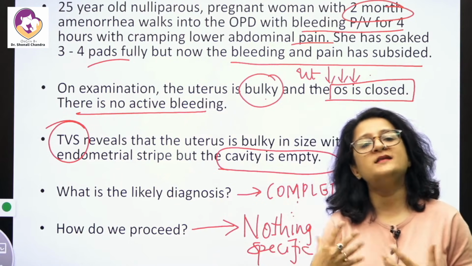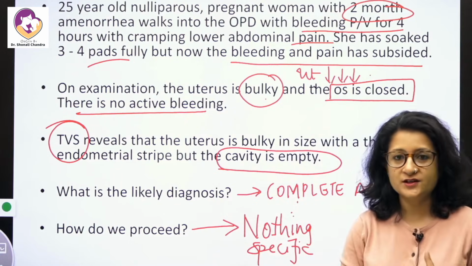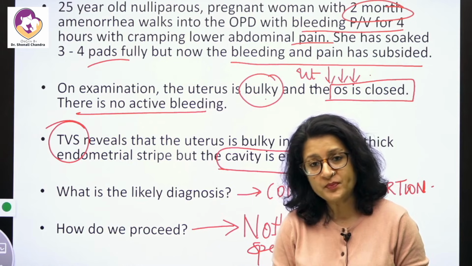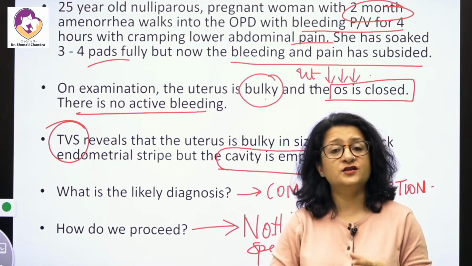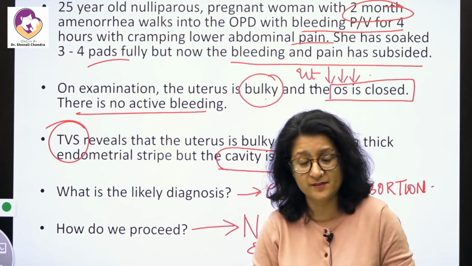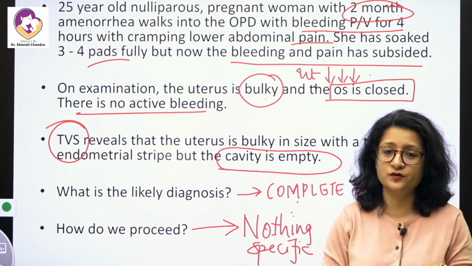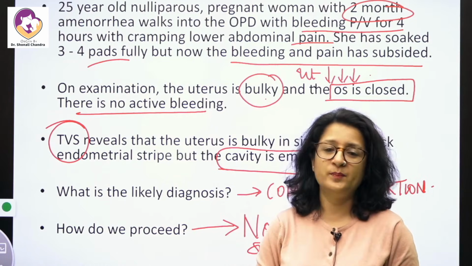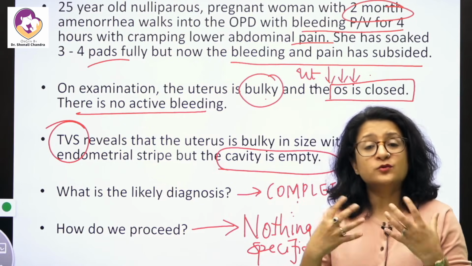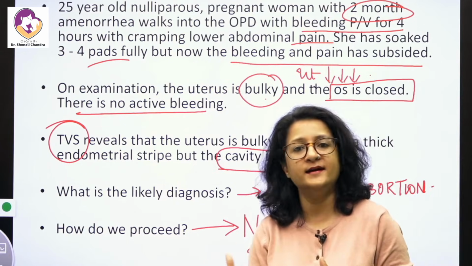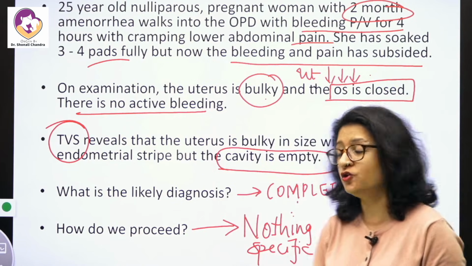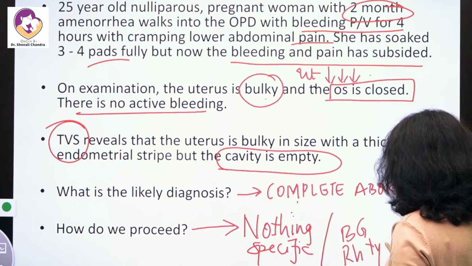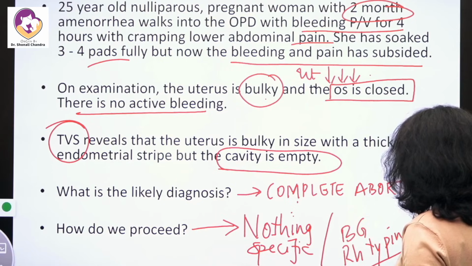But that doesn't mean that we just let the woman go. This is the time that she has to be counseled about what has happened with her, what are the likely causes, and it has to be assured to her that this is probably a one-time event, because most of the causes are chromosomal abnormalities in the fetus, and that this situation is unlikely to repeat again. All right, so counseling and reassuring is what is done. Another important thing that needs to be done here is blood grouping and RH typing, because if she is RH negative, she will need an anti-D injection.